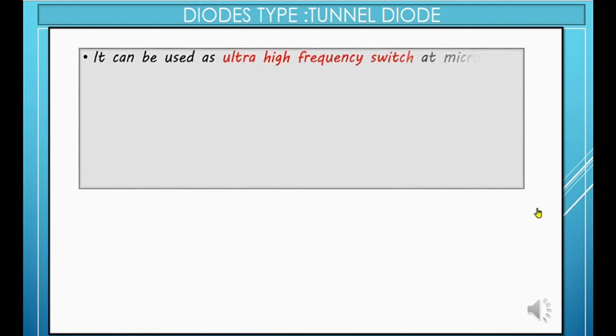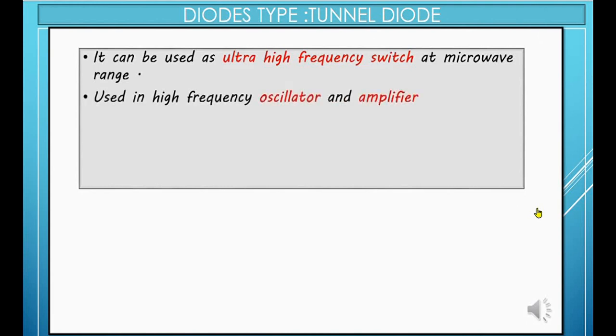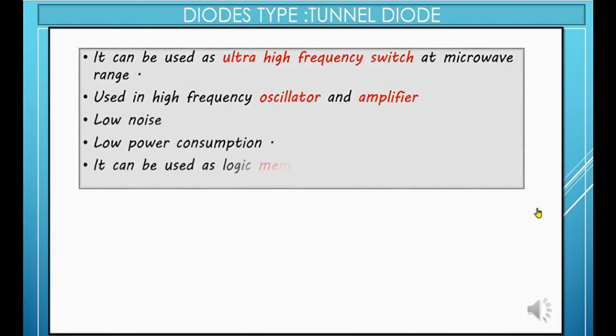So it can be used as an ultra high frequency switch at microwave range, and it is used in high frequency oscillators and amplifiers. It has low noise and low power consumption, and it can be used as a low logic memory device. Any device which shows a negative resistance characteristic can be used as a memory device.